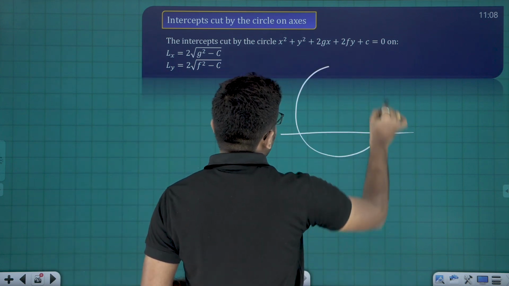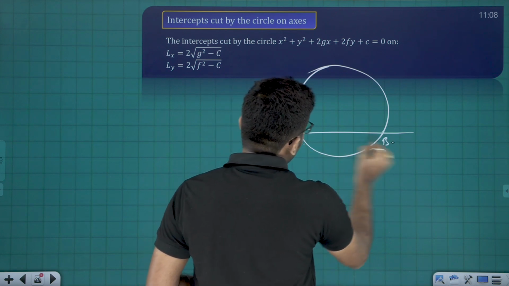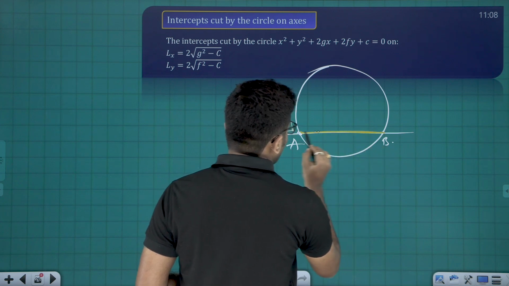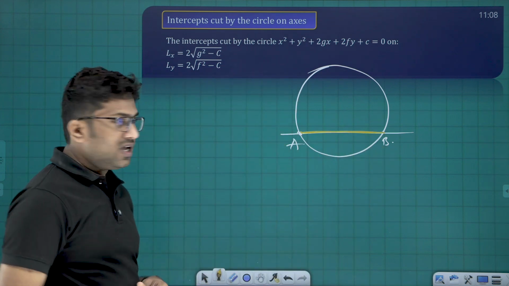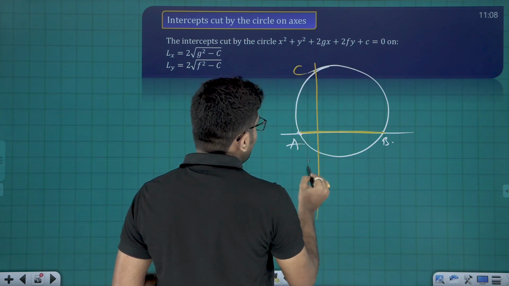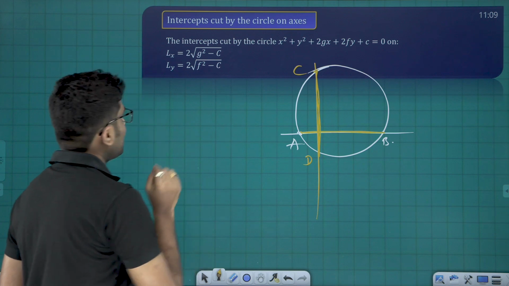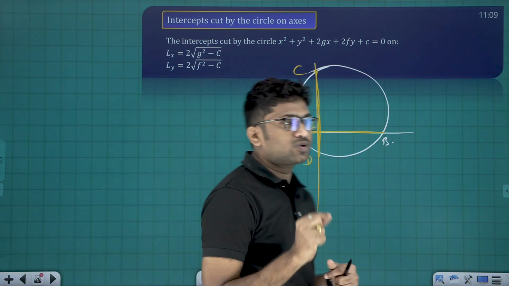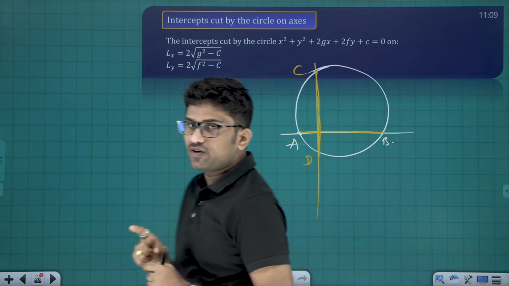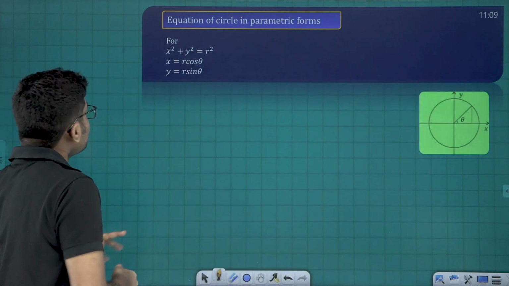Intercepts: if a circle touches the x-axis at 2 points, let's say A and B, then the length of this line segment is called the x-intercept. In the same way, if it intersects the y-axis at 2 points, let's say C and D, the length of the line segment CD is said to be its y-intercept. So for a circle x square plus y square plus 2gx plus 2fy plus c is equal to 0, its x-intercept is twice root g square minus c and its y-intercept is twice root f square minus c.